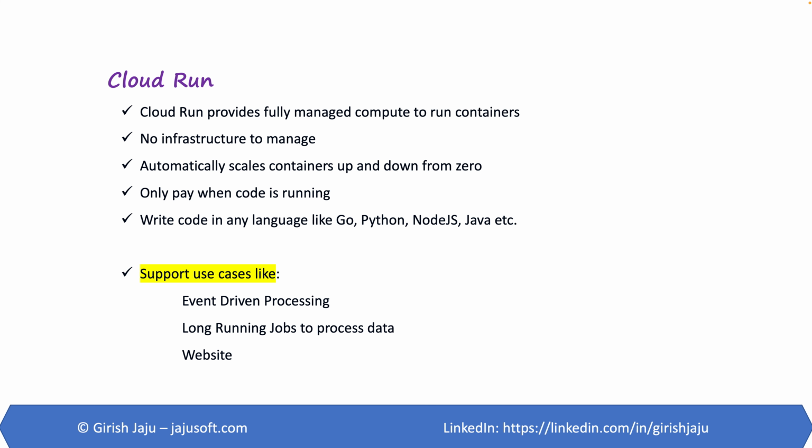It supports use cases like event-driven processing. For example, you upload a file in a Google Bucket, and then based on that event, you trigger the Cloud Run job to process the data. Or you have some batch jobs, so you can have long-running jobs to process the data. Or you can have a front-end website, which is what we will be creating in this demo.